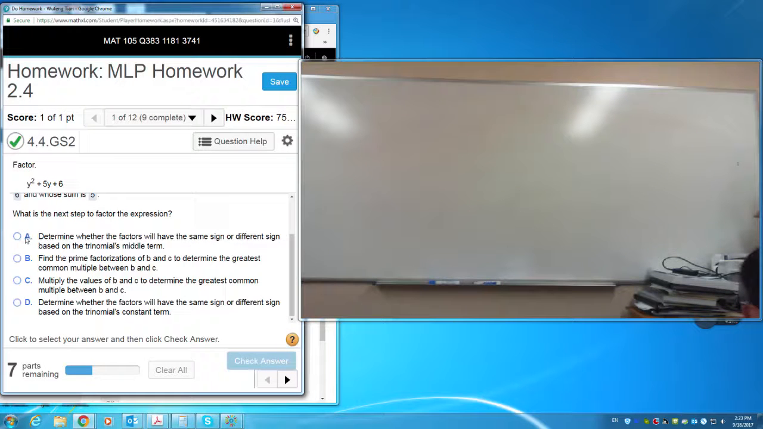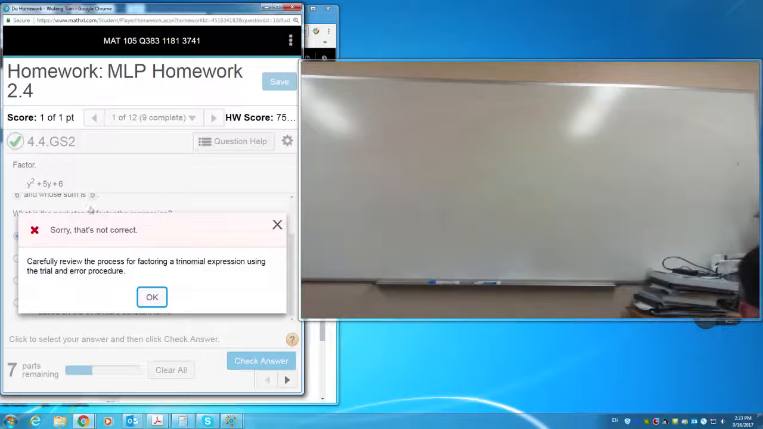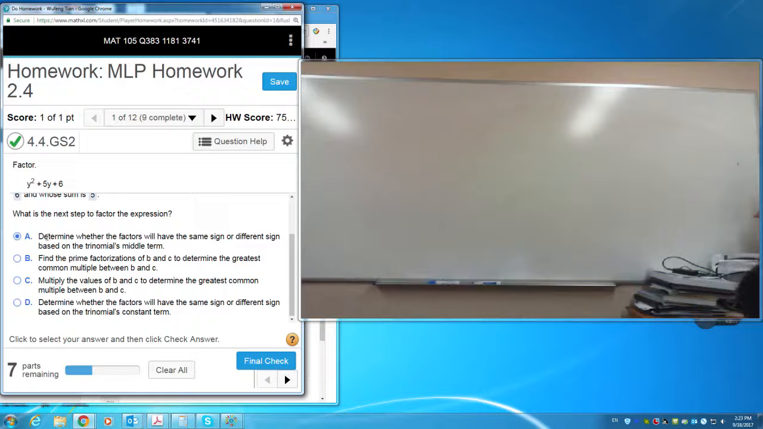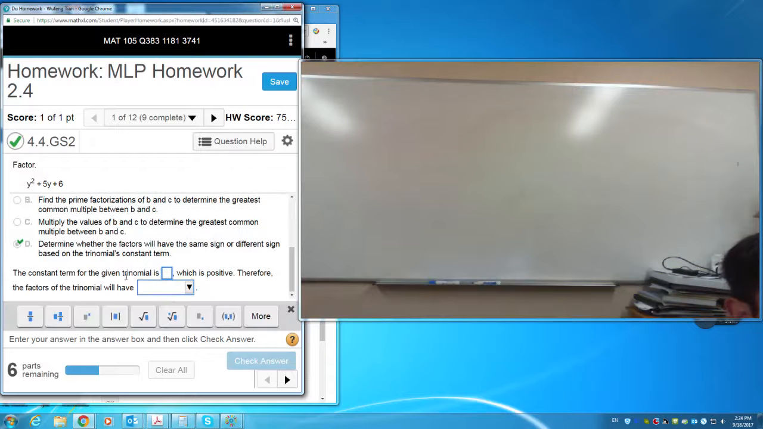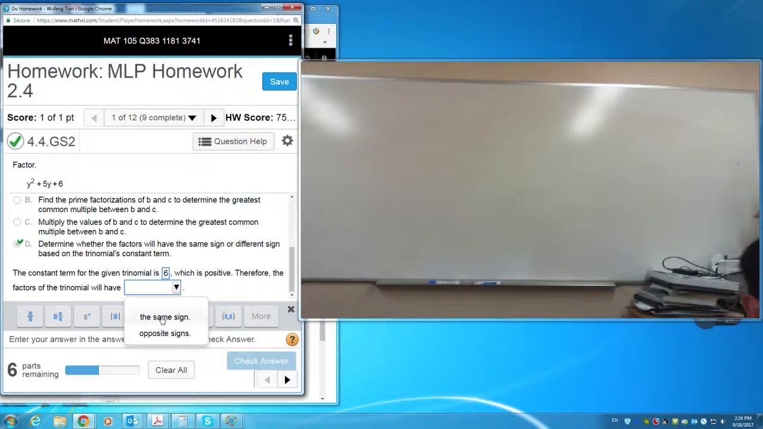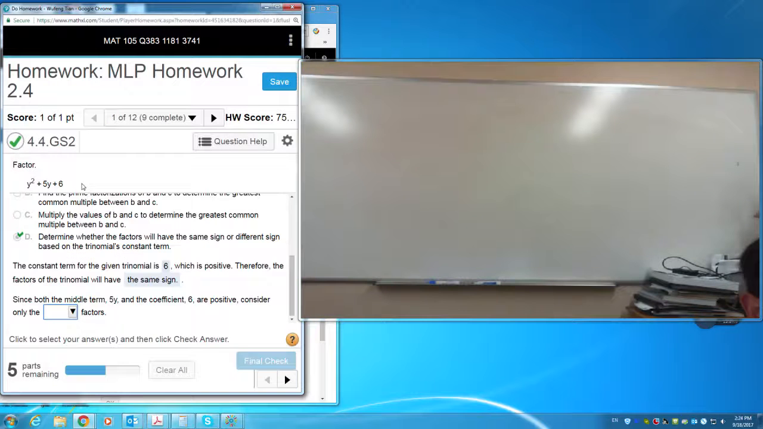And then determine whether the factors have the same or different signs based on the trinomial constant term. Based on this constant term, see if they have the same sign or different signs. The constant term of the given trinomial is 6, which is positive. Therefore, the factors of the trinomial will have the same sign.